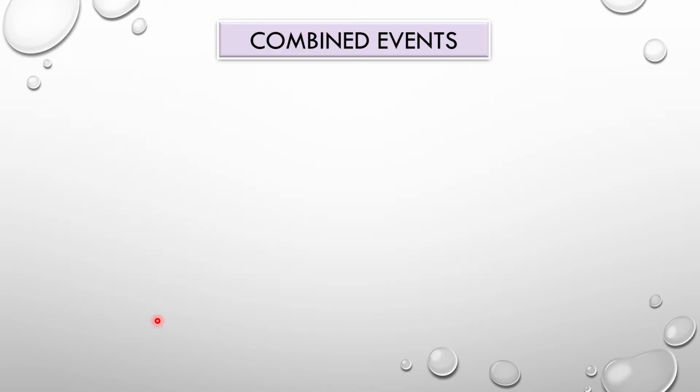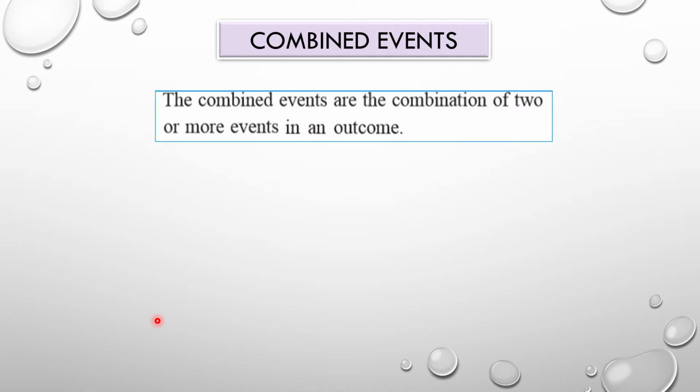Let's move on to combined events. Now the combined events are the combination of two or more events in an outcome. That means you have more than one event involved in the experiment.